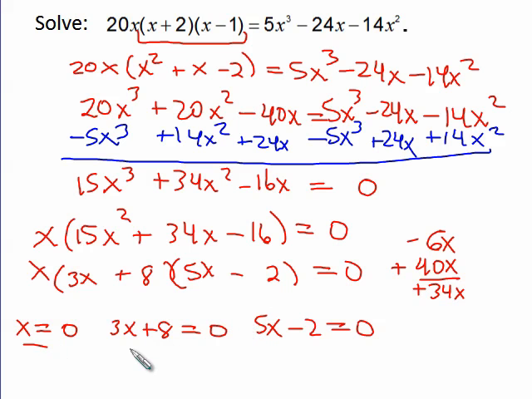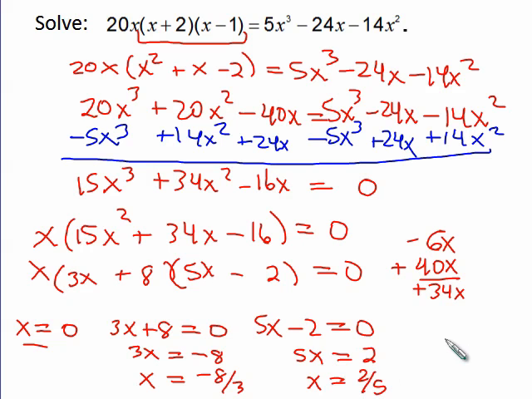So subtracting 8 from both sides gives me 3x is negative 8, and then dividing both sides by 3 gives me negative 8 thirds. Finally, this last one, if I add 2 to both sides, I have 5x equals 2, and then dividing both sides by 5 gives me x is 2/5. So I have three solutions of negative 8 thirds, 0, and 2/5.